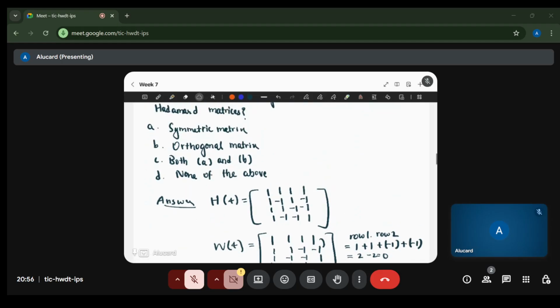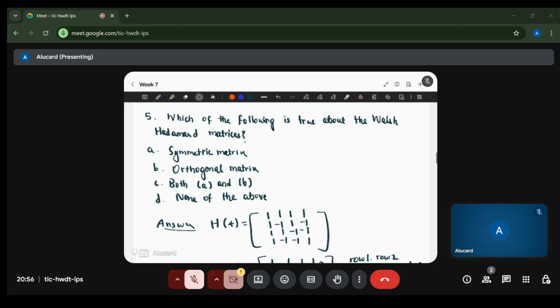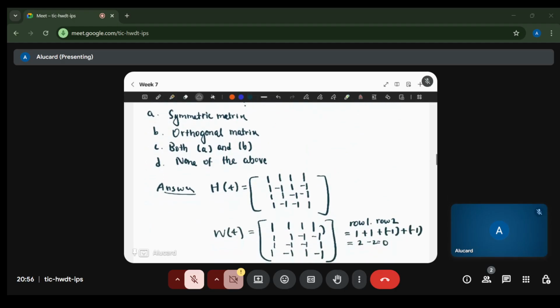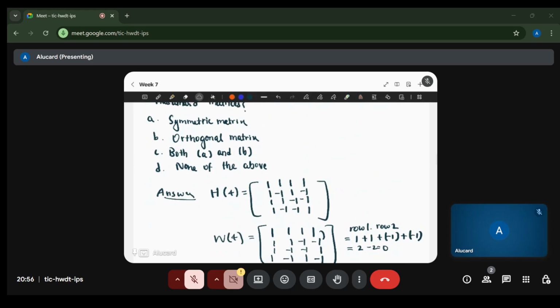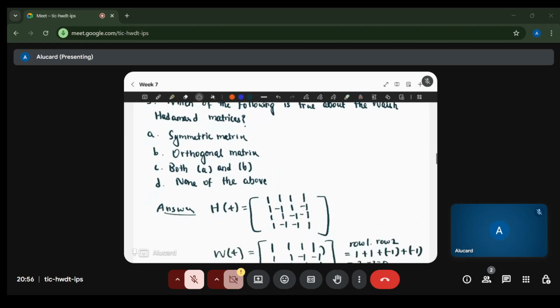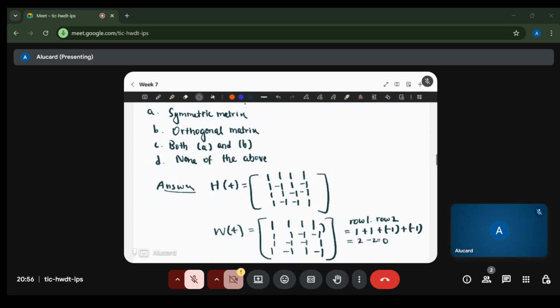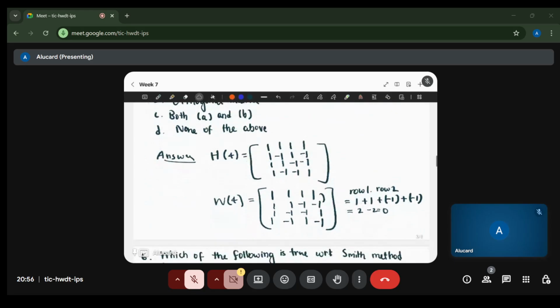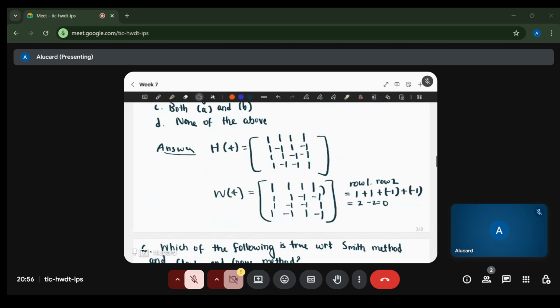Does it change the nature of symmetry? Yes. And when you exchange the rows to get a Walsh matrix, does it still retain orthogonality? Your answer will depend on that.